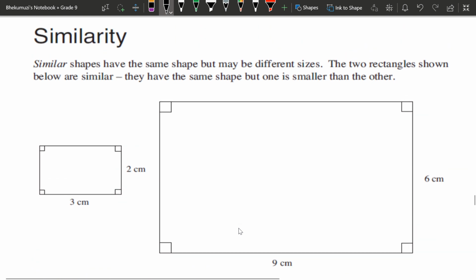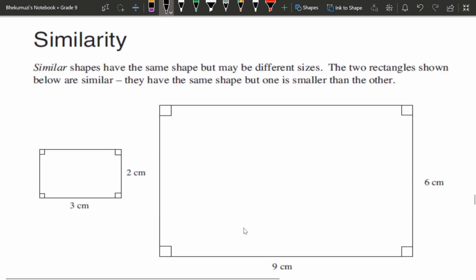Okay. So here let's talk more about similarity. Now with similarity, we talk more about size, right? So we're saying it's a different size. Similar shapes have the same shape, but may be different sizes, right? So the two rectangles shown below are similar. They have the same shape, but one is smaller than the other, right? And that's quite clear. So they are both rectangles, but these two rectangles are similar to each other and non-congruent, right? So they have the same shape but not the same size, as you can see.